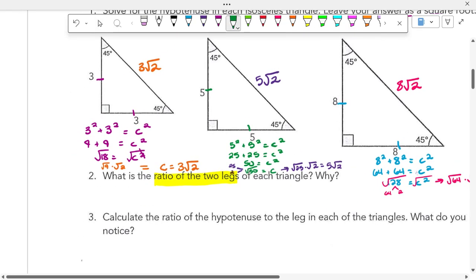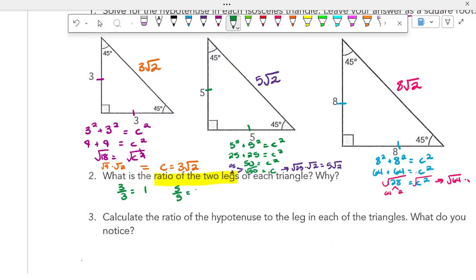So what's the ratio of the legs of the first triangle? How do I set it up? What over what? 3 over 3, which is equal to what? 1. What's the second one? 5 over 5, which is equal to what? 1. What's the last one? 8 over 8, which is equal to what? 1. So in other words, the ratio for all three of them is 1. And it's because the two sides are congruent. If you divide the same number by itself, you always get 1, regardless of what number that is.